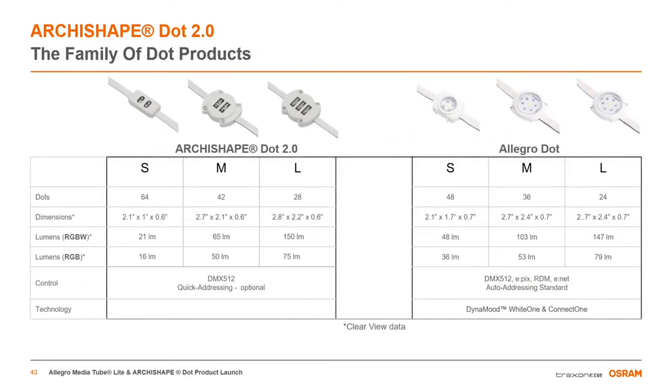So let's see what ARCHISHAPE Dot and Allegro Dot look like side by side. ARCHISHAPE Dot delivers about 20% more dots per string on average, while the Allegro Dot does provide about a third more light out of each individual dot. Additionally, the ARCHISHAPE Dot provides industry standard DMX control, where our Allegro Dot delivers premium selective options, adding RDM, as well as our proprietary EPIX protocol.